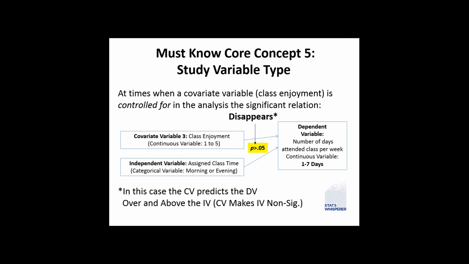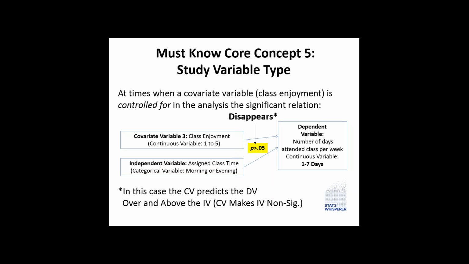So this is saying it doesn't matter what time you're assigned the class, it matters your level of enjoyment, and that's going to decide if you're going to go or not, right? So see the asterisk. In this case, you could say that the covariate variable class enjoyment predicted the dependent variable attendance over and above the independent variable, making it non-significant.